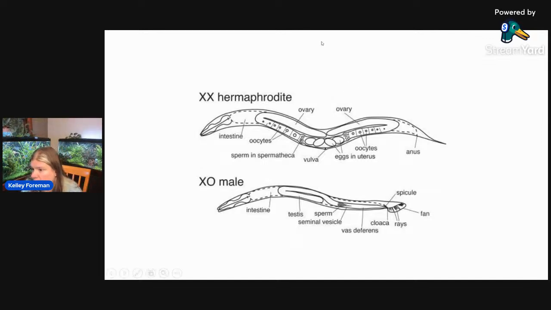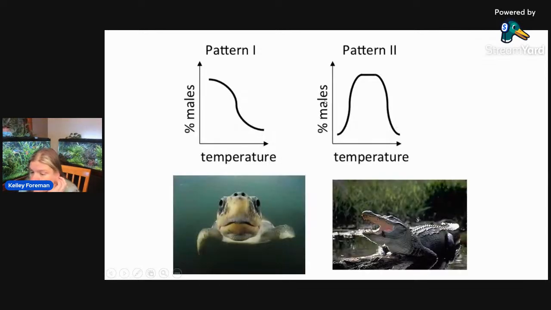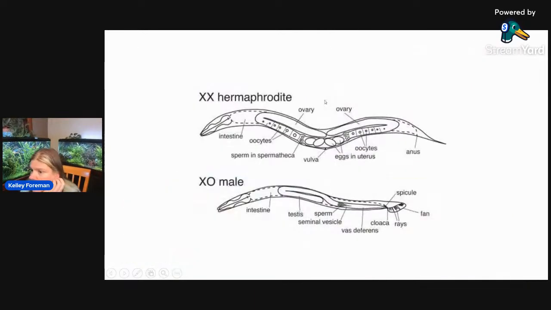So there's an ovary right here. This is a gonad. And there's a spermatheca. And the oocyte, as it's maturing, will pass through the spermatheca. And then the eggs will develop here. This is the vulva, and they spit out there. So that's most of what you see in C. elegans, these hermaphrodites.